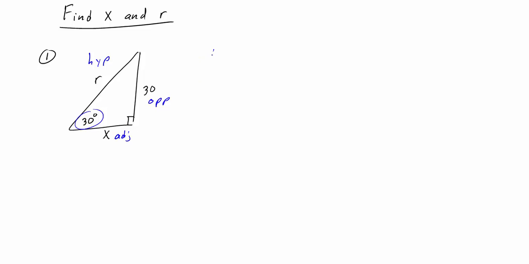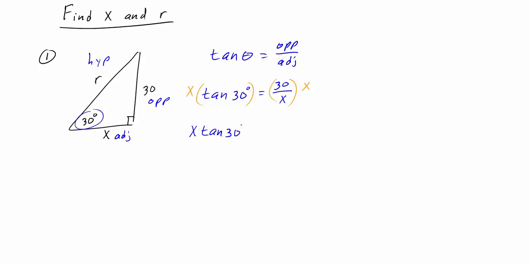So if we take the tangent of theta, we know that is opposite over adjacent. That means we could substitute in: the tangent of the angle 30 degrees is equal to the opposite side, 30, over the adjacent side, which is the x that we're looking for. Now we need to simply solve this equation for x. Because the x is on the bottom, to get x off the bottom, we multiply both sides of the equation by x, and we would be left with x times the tangent of 30 degrees is equal to 30.